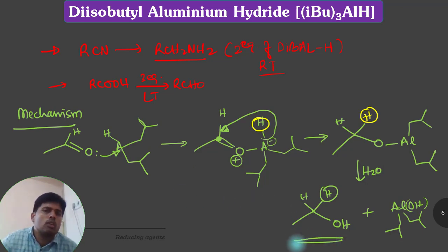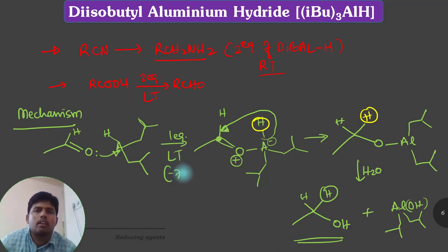So this occurs at a low temperature, only one equivalent of DIBALH is used, and it's a low temperature. Low temperature means minus 70 to 78 degrees Celsius. Room temperature means around 60 to 80 degrees. Slightly higher temperature means 110 degrees. These are some of the temperatures which are used for the reaction of DIBALH.